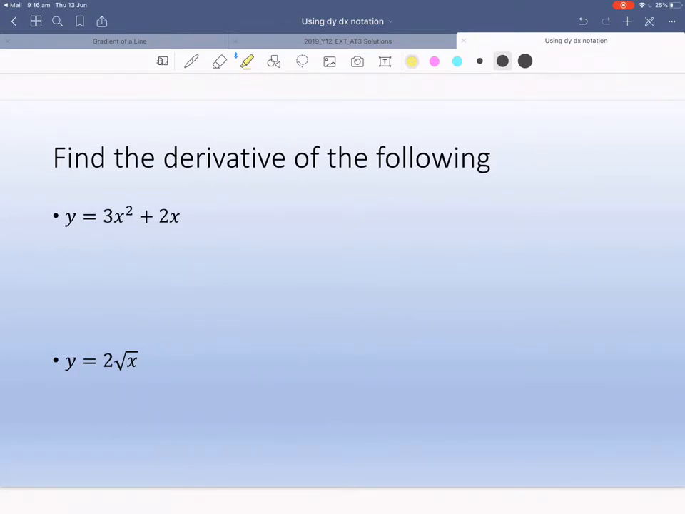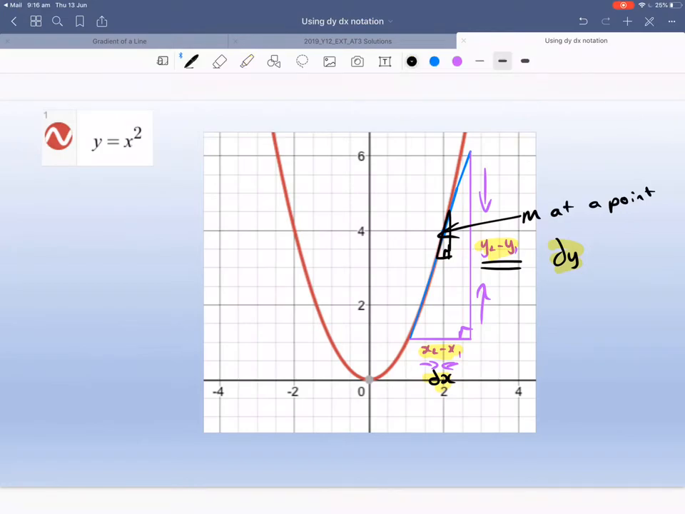So instead of the gradient being y2 minus y1 over x2 minus x1, we find that our gradient function can be the change in y over the change in x, as the limit of the change approaches 0. Okay, so we want these little triangles to be as infinitely small as can be, all right, so we can be accurate in what the gradient is. So that's a quick recap on why we use this notation.